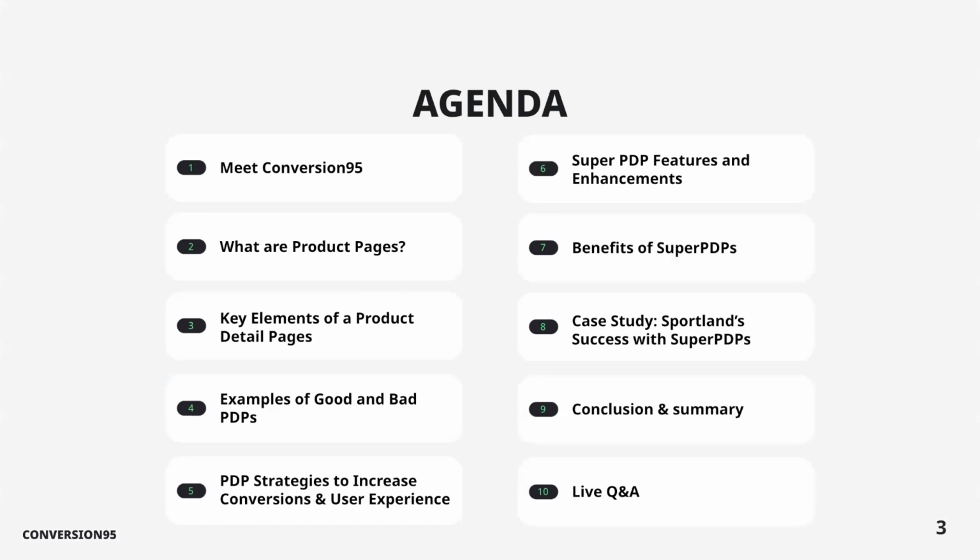So what do you expect today? Firstly, I'll cover, as I mentioned, Conversion95, just briefly, what we are, what we do, why we are speaking about super product pages. Then we'll touch upon what product pages are in general, the key elements of product detail pages, examples of good and bad product pages, as well as some strategies you can use to increase conversions and user experience. And then we'll land on the question of what is a super product page.